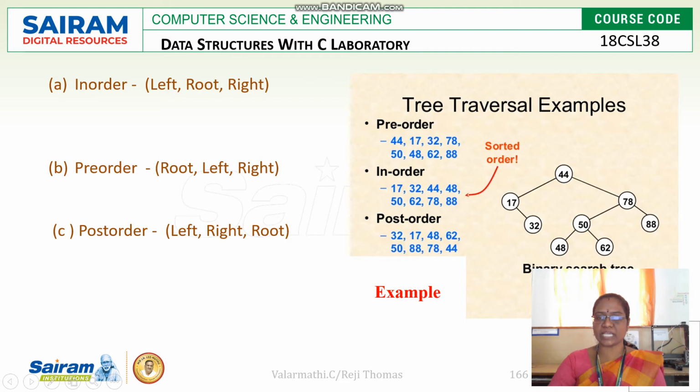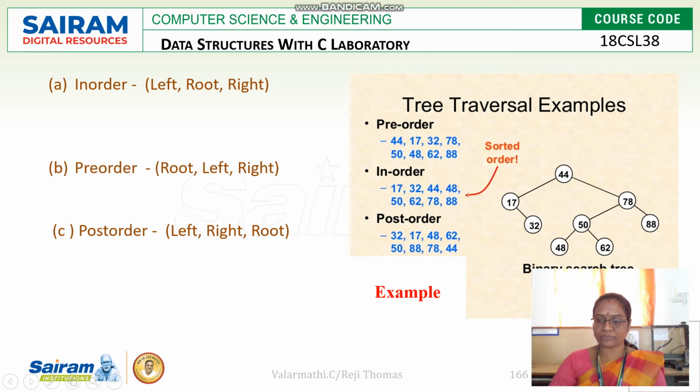We'll see this with an example. In the example, the binary search tree is given on the right side. It starts with the root node 44, with 17 and 32 on the left, and on the right side 78, 50, 48, 62 and 82. These are all the right subchildren of root node 44. We'll see how this is traversed now. First we'll focus on pre-order. What is the condition for pre-order? For pre-order, the root should be visited first. So which one will be the root?